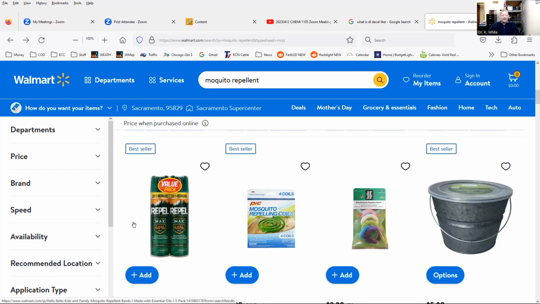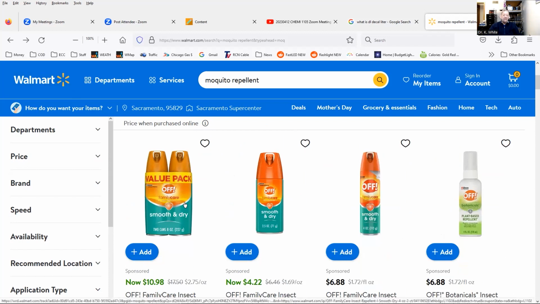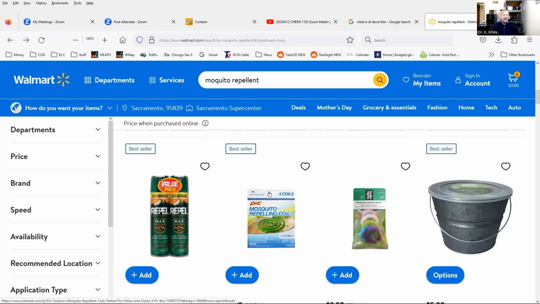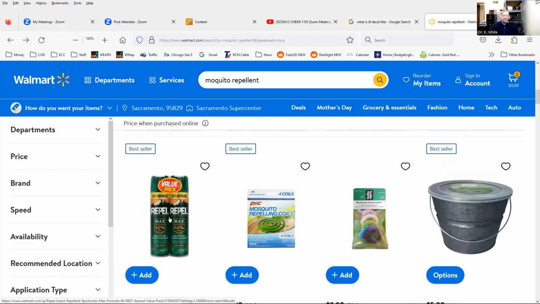Well, I went to Walmart because that was close by. I only go there about 4 or 5 times a year. And there's the name brand, a spray, or you can buy a pump. And they have the Walmart brand, which is called Repel.